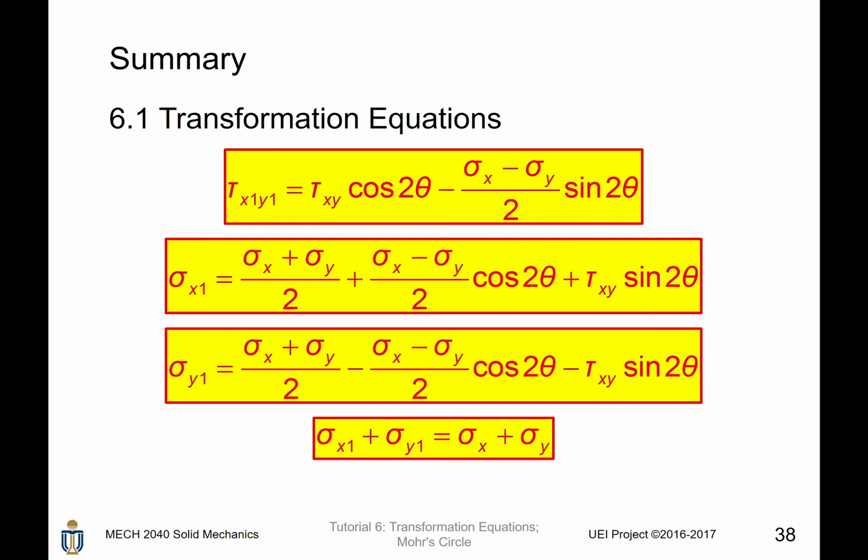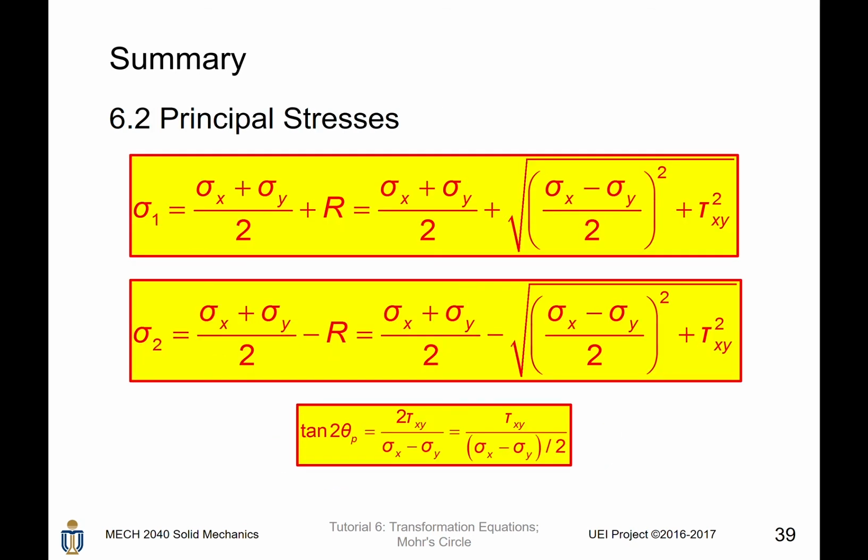Finally, let's do some summary. We introduced 3 transformation equations, which are here, as well as the relationship between the direct stresses. The direct stresses are conserved. Also, we talked about the principal stresses, sigma 1 and sigma 2. Also, we observe that sigma 1 plus sigma 2 equals sigma x plus sigma y, which consequently equals sigma x1 plus sigma y1.